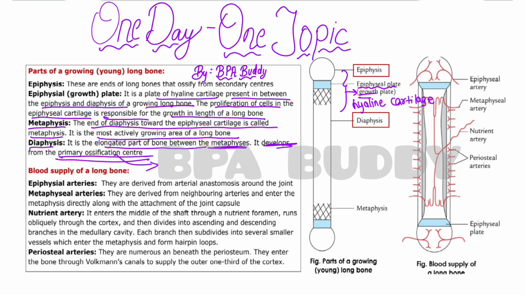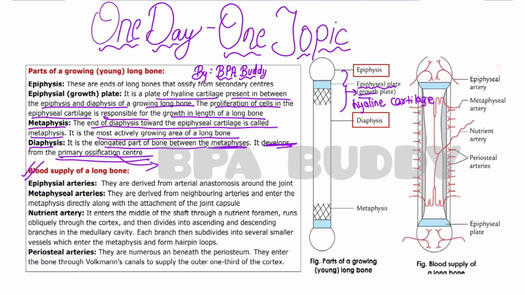Blood supply is also very important. So here we can see the epiphyseal artery, metaphyseal artery, nutrient artery and periosteal artery. All of this is very important. The epiphyseal artery is derived from arterial anastomosis around the joint. Here we can see the epiphyseal artery. If you only remember the names, it is very much enough for blood supply of bone.